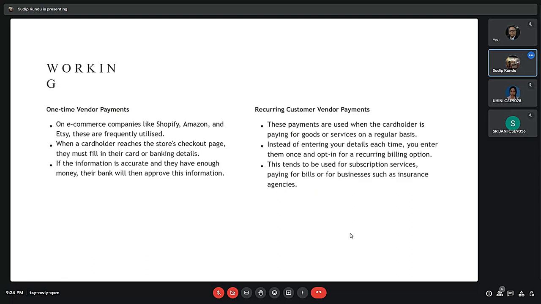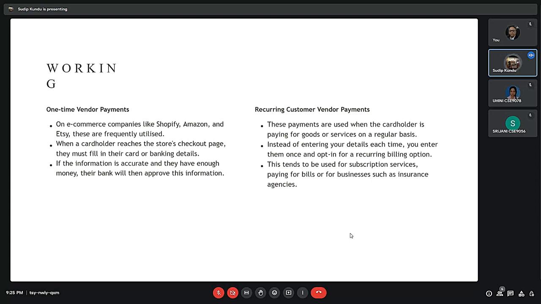And in this slide, we will discuss the workings of e-payments. There are basically two methods of e-payments. The first one is one-time vendor. This is basically used by e-commerce companies like Shopify, Amazon, and Etsy. In this system, the cardholder reaches the store's checkout page and fills in their card and banking details. If the information is accurate and they have enough money, their bank will then approve this information.